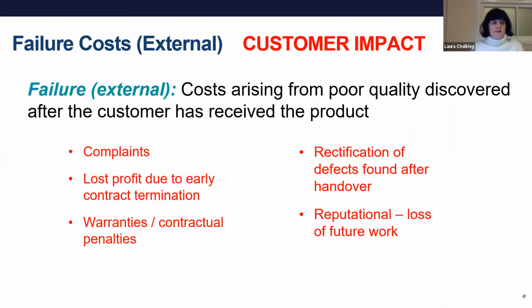There's obviously the cost of rectifying defects found after handover. And once a client is already in residence in a new property, it can be a lot more expensive to organise access and get in there and do the work than when you've got free rein before the site's handed over. And there's also the risk of reputational impact and the loss of future work. If they only have to tell a few other people, you could potentially lose a lot more projects.